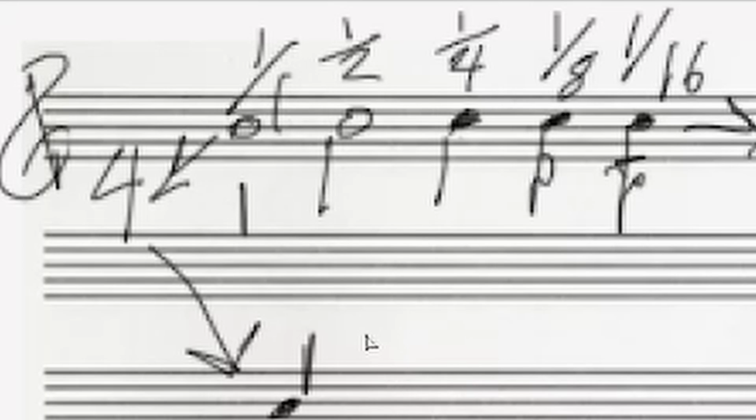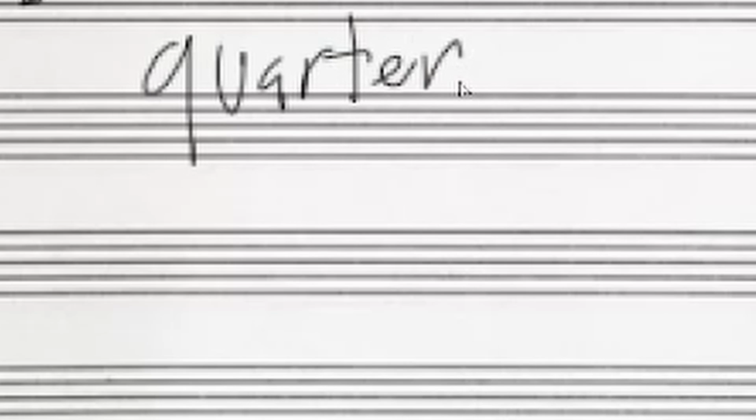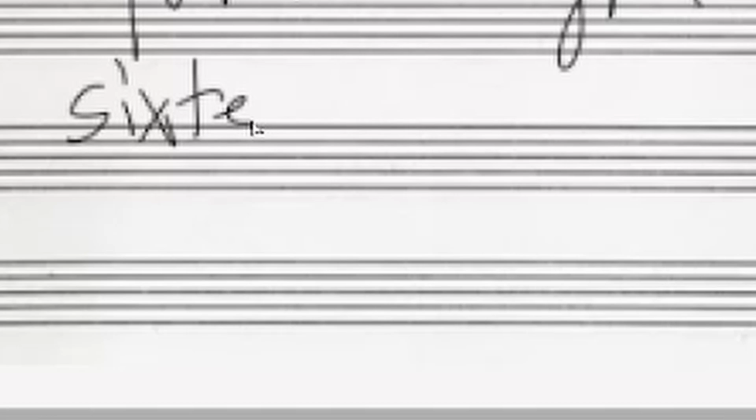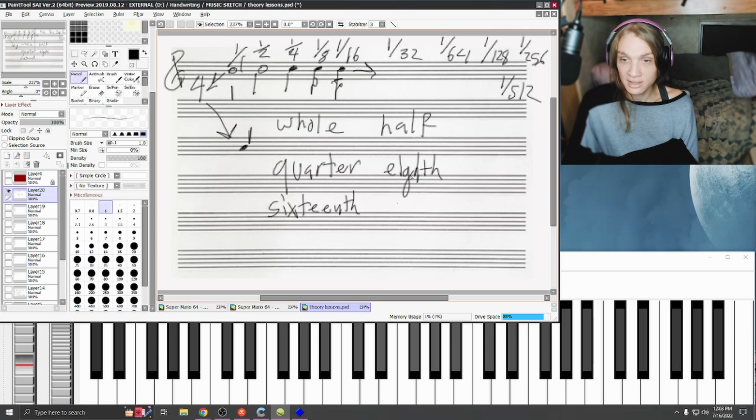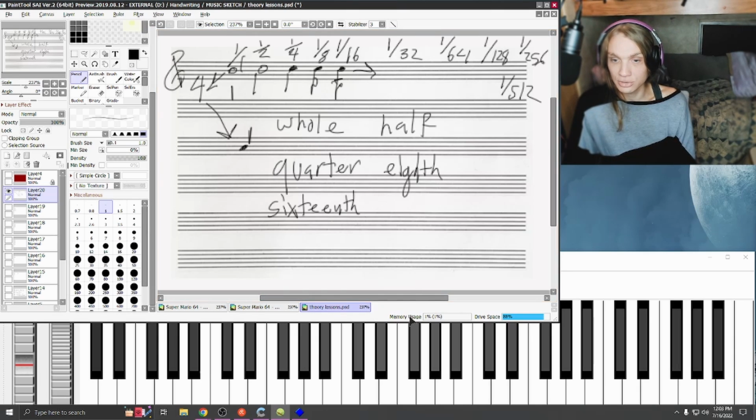Basically, we just say whole note, half note, quarter note, and 8th note, 16th note. And anything other than these, I don't think are particularly useful. You could always just change the tempo.